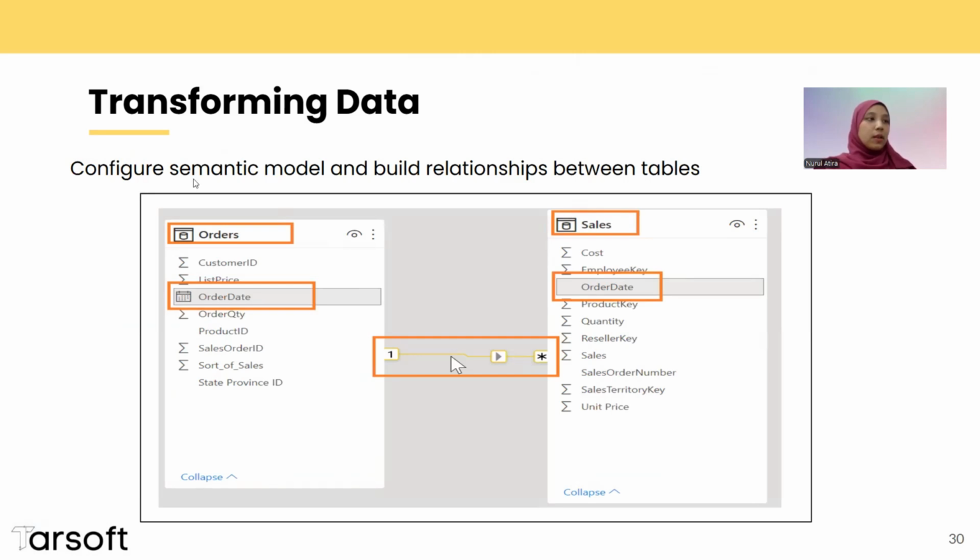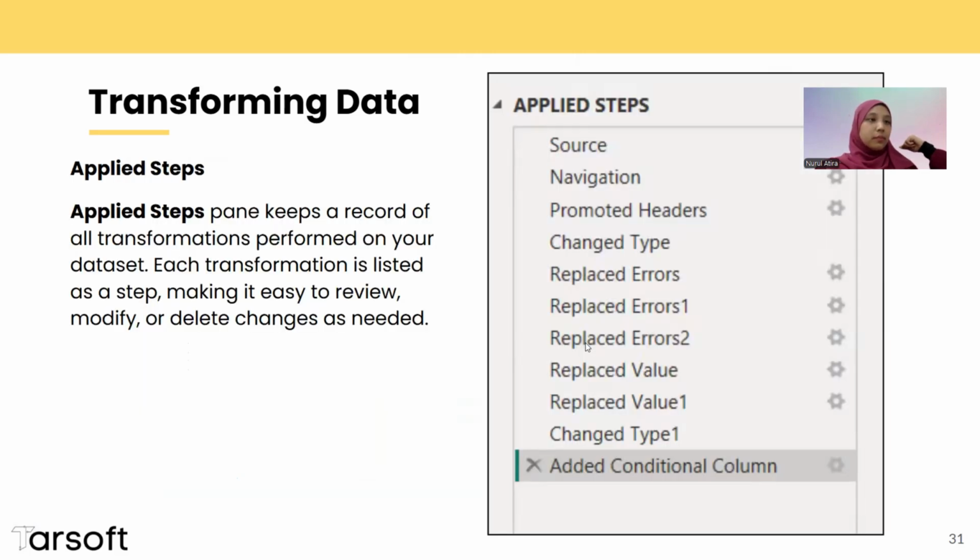So this is to configure the semantic model and build relationships between tables. You have order tables and sales tables. You can click on order date and just drag it to the order table. It's going to create this relationship. It's going to open another window and ask you a series of questions. And then you can just verify and click OK. So this is a many-to-one relationship. Next, we have apply steps.